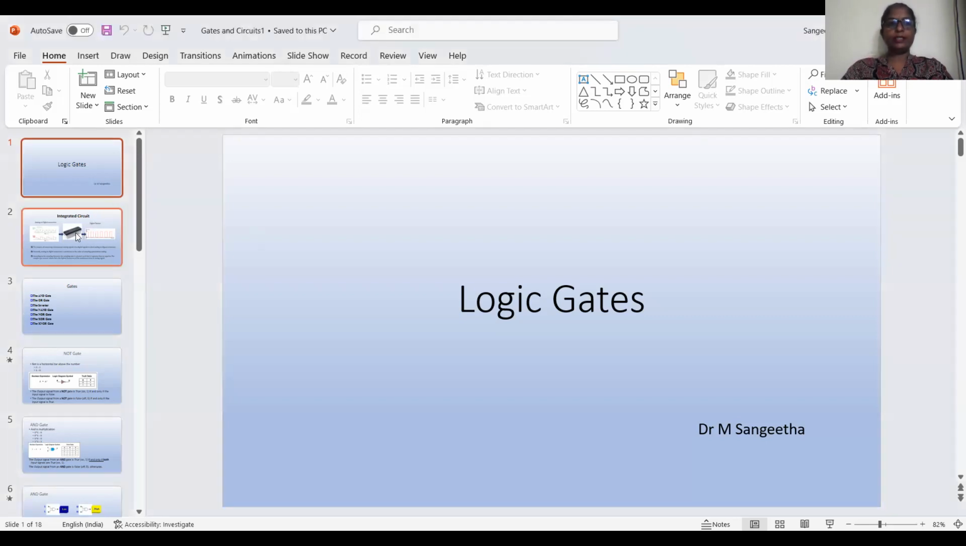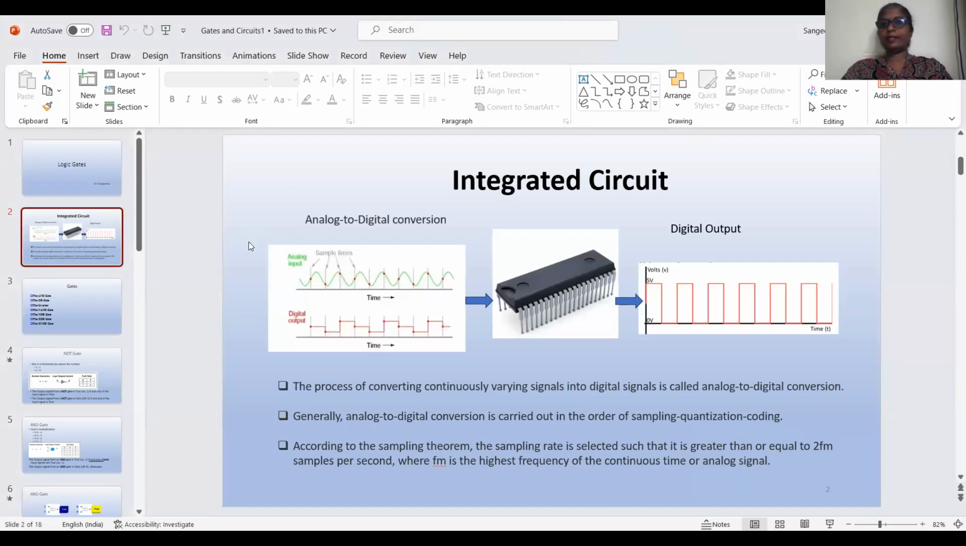Before getting into logic gates, let us discuss integrated circuits. An integrated circuit is basically made up of gates. The input to this integrated circuit is digital input, and the output of this integrated circuit is digital output. But all real-time signals are continuous signals, so the circuit cannot accept them, because all electronic products accept only digital input.